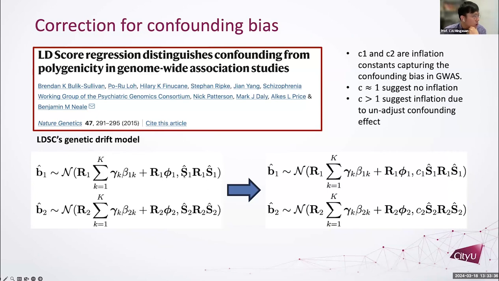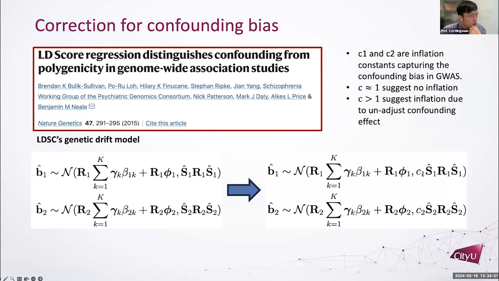You can see that under the genetic drift model, we can extend the summary model further to the right-hand side. The only difference is that for the right-hand side, we multiply a constant C in front of the variance term. If C is very close to 1, then the two models are approximately the same. That means there are no confounding effects in the GWAS summary statistics.